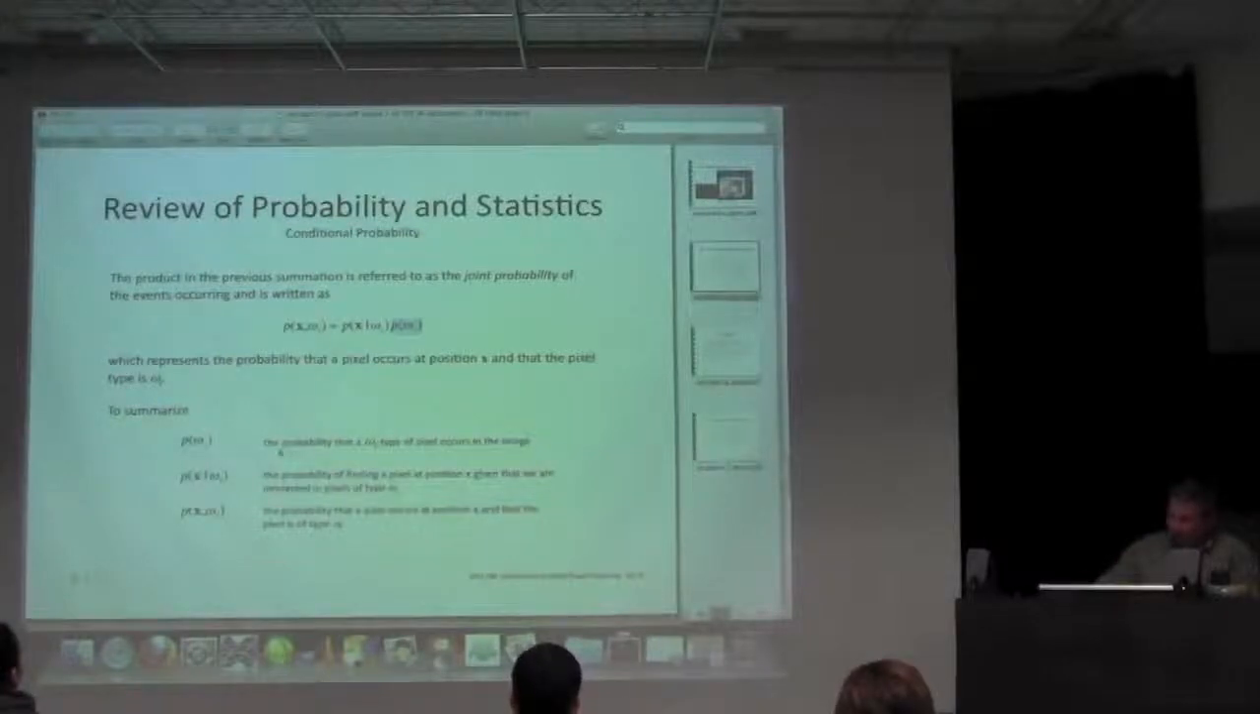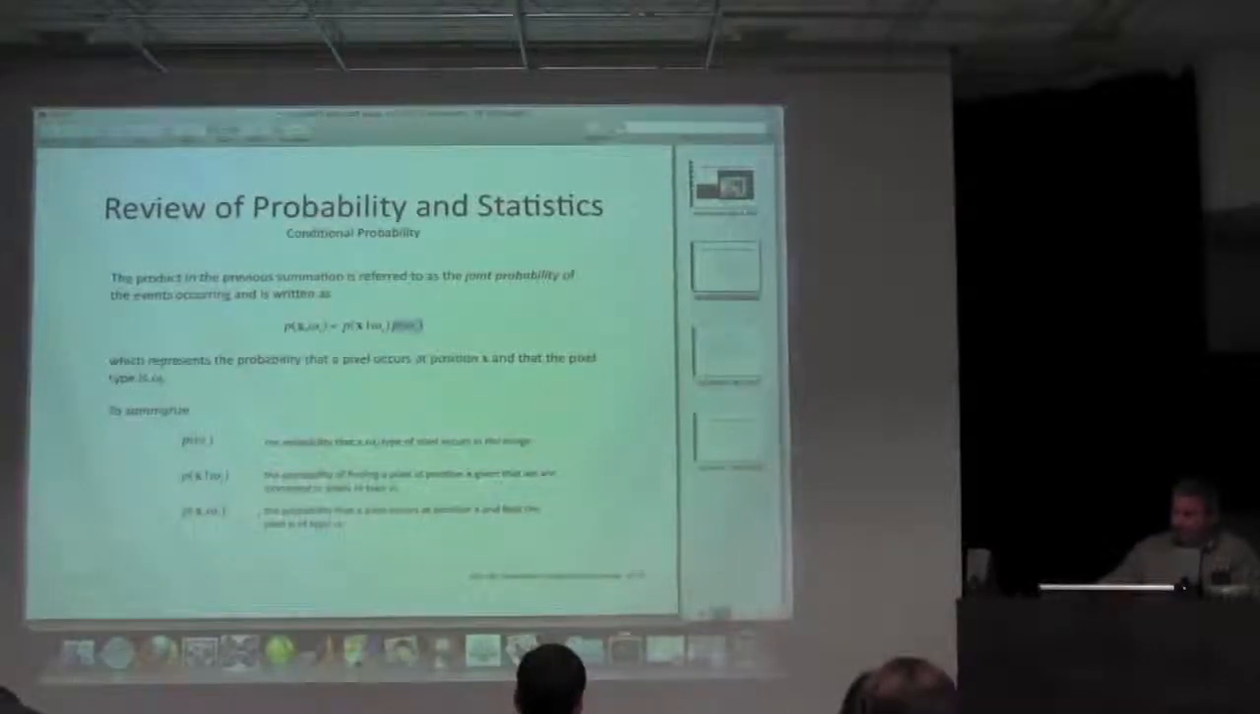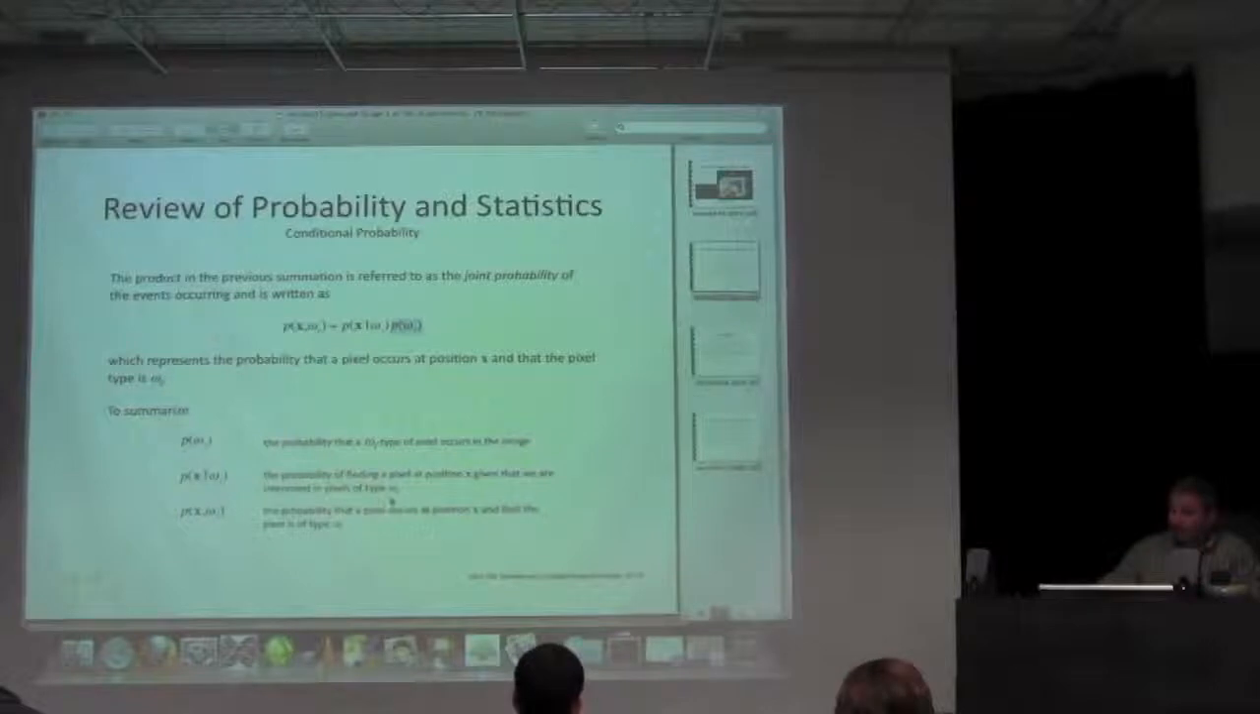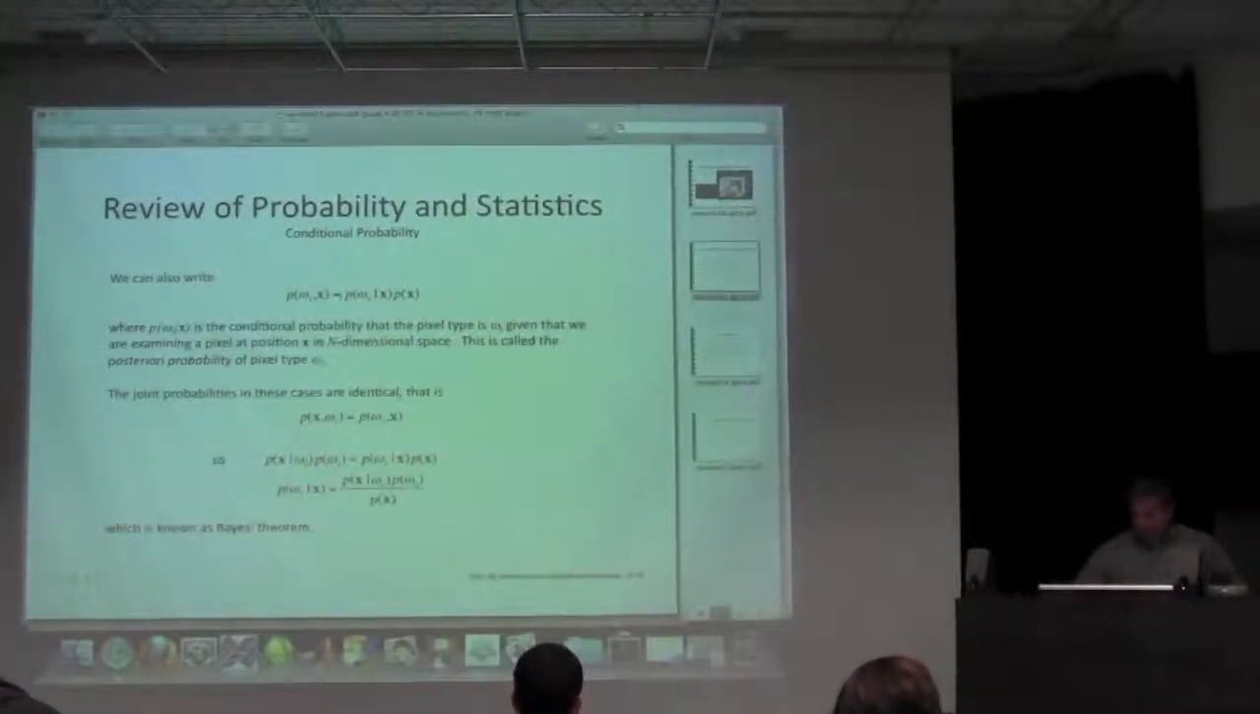All right, so let's just go over these one more time. P of omega I is the probability that an omega I type pixel occurs in the image at all. That's what's called the a priori probability. P of x given omega I is the probability of finding a pixel at position x, given that we're interested in pixels of that type. That's the histogram of pixels of a particular type that you can derive from training data. P of x and omega I is the probability that a pixel occurs at position x and that the pixel is of that type. So that both of those things occur at the same time.